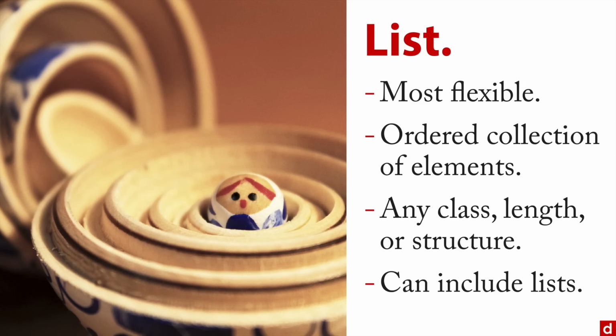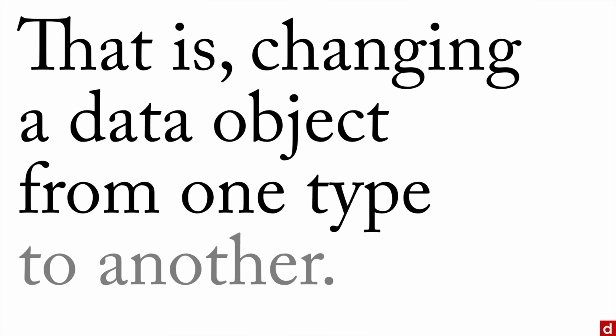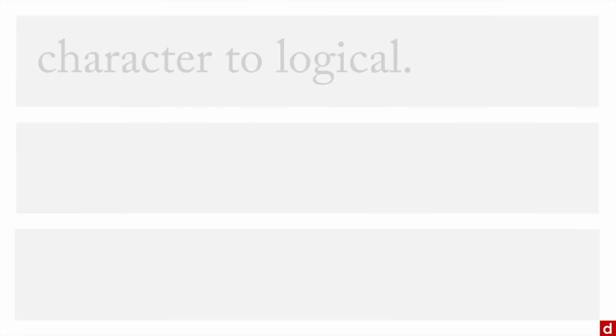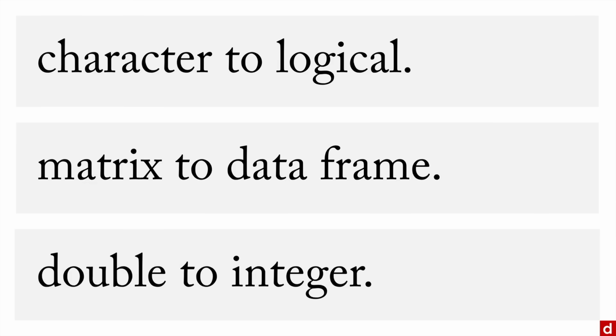And then let me talk about something else here, the idea of coercion. In the world of ethics, coercion is a bad thing. In the world of data science, coercion is good. What it means here is changing a data object from one type to another. It's changing the level of measurement or the nature of the variable that you're dealing with. For example, you can change a character to a logical, you can change a matrix to a data frame, you can change double precision to integer. You can do any of these. It's going to be easiest to see how it works if we go to R and give it a whirl.